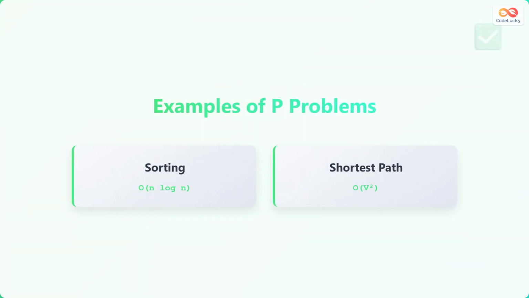Now, consider some examples of problems that fall into the P category. One classic example is sorting. Efficient algorithms like merge sort or quicksort can sort a list of items in O of n log n time, which is polynomial. Another example is finding the shortest path in a graph, which can be solved using algorithms like Dijkstra's in O of v squared time, where v represents the number of vertices in the graph. These problems can be solved quickly by a computer.